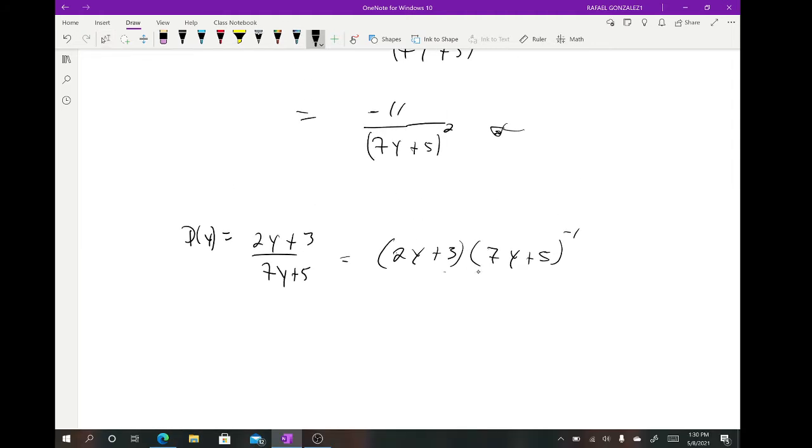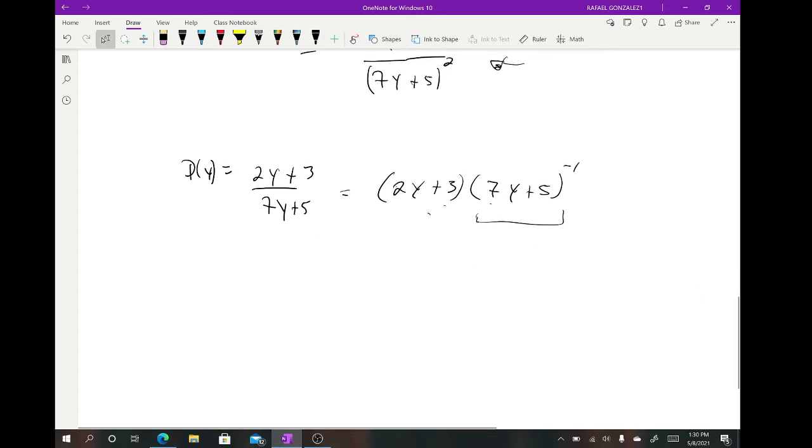So you have a product of two things, so you will have to use the product rule, and then with the second expression here, you will have to use the chain rule. And you could solve the problem this way if you somehow forget the quotient rule.